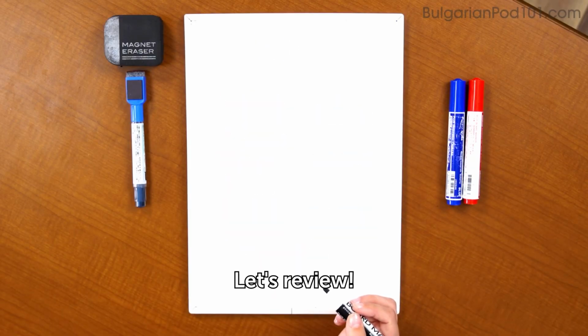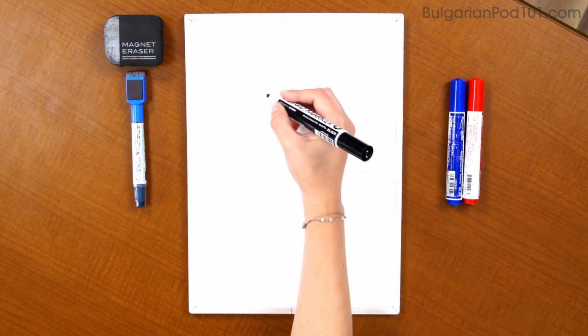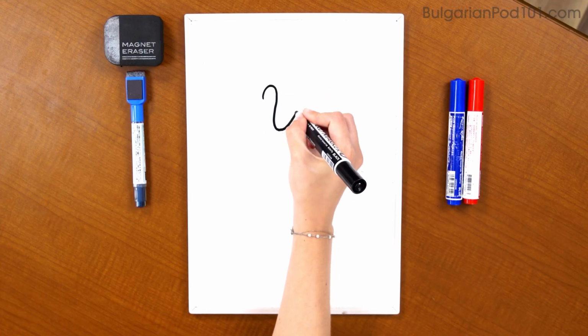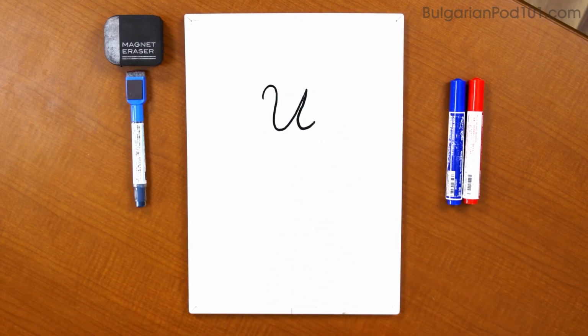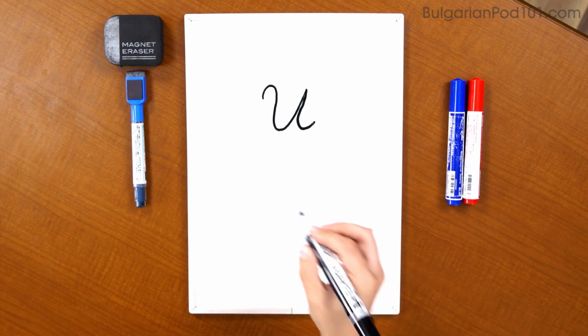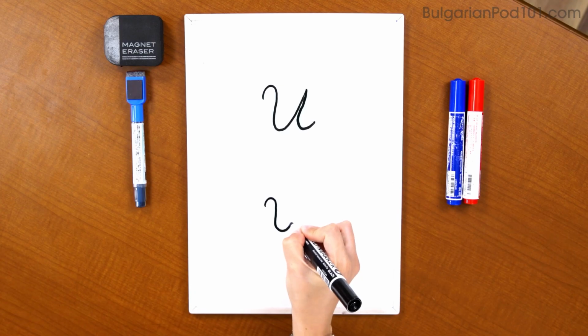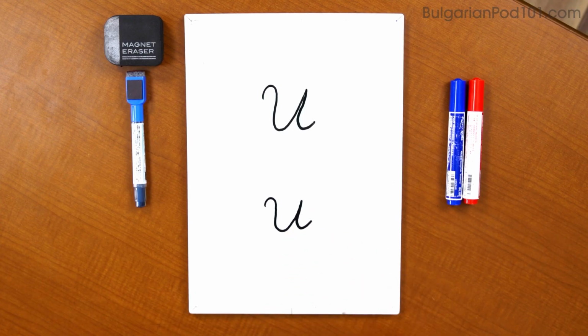Let's review. Do you remember how to write E in Bulgarian? E.